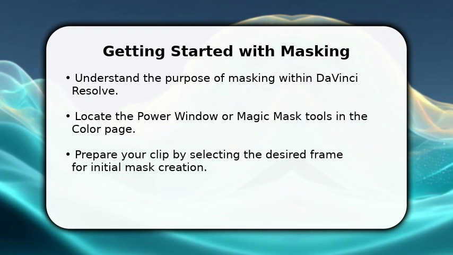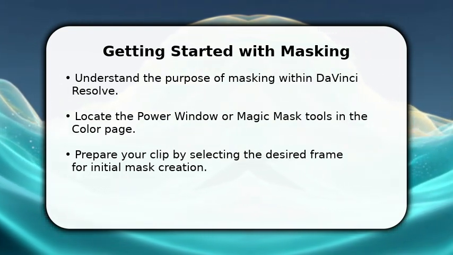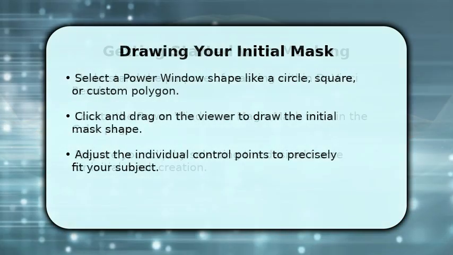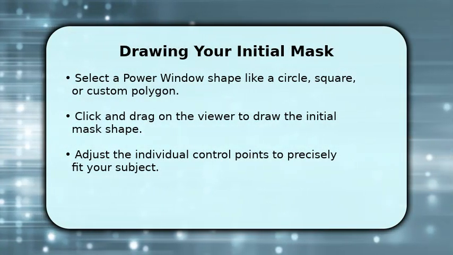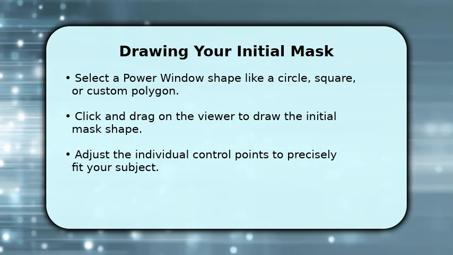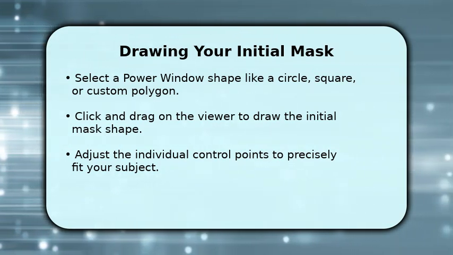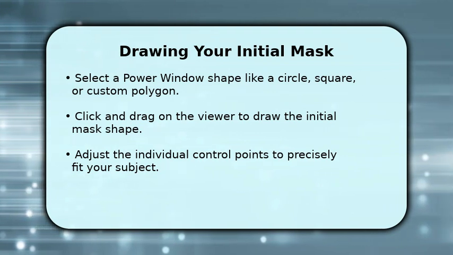Begin by selecting the clip you wish to work on in your timeline, ensuring you're on the correct frame to start your mask. Now, let's create your mask. In the Power Window palette, choose a shape that best suits your subject, such as a circle, square, or a custom polygon. Click and drag directly on your viewer to draw the initial mask.